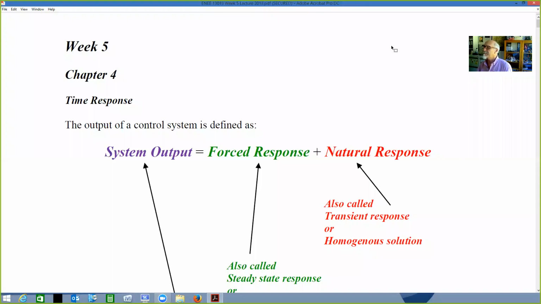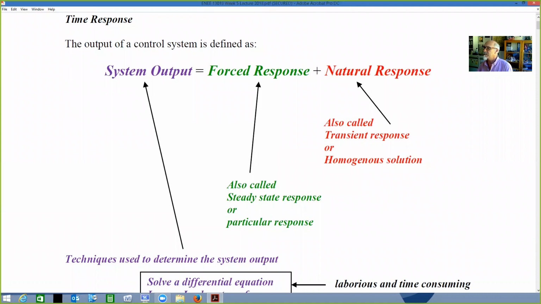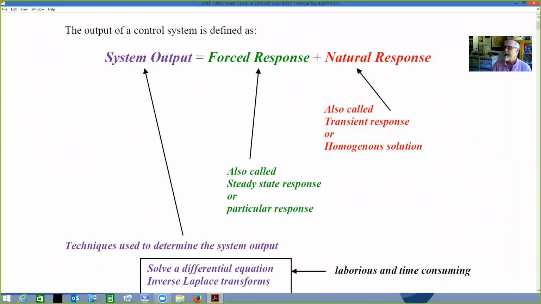All right. In this session, we're going to look at poles, zeros, and systems response. So when we do that, we can look at the time response, and particularly the output of a control system is defined as the system output equals the forced response plus the natural response. The forced response is the steady state response, or a particular response that we're trying to drive the control system to. And the natural response is also called the transient response or the homogeneous solution.